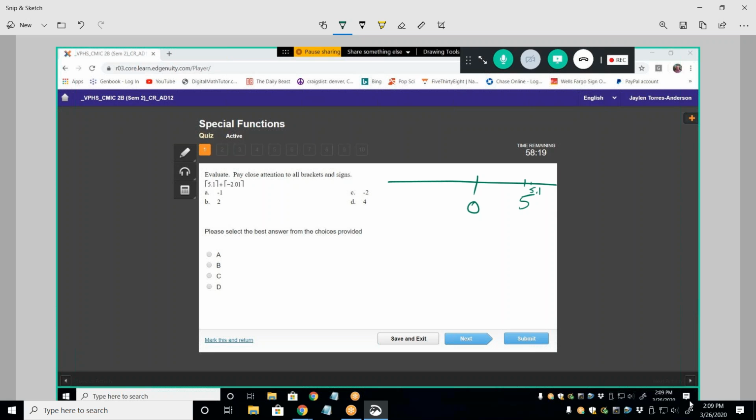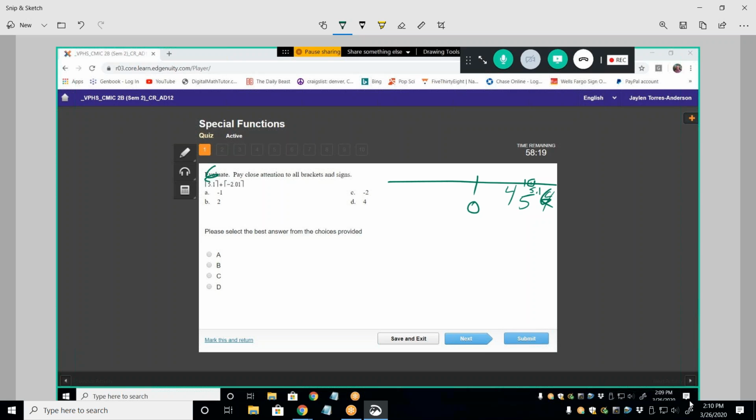Now, starting at 5.1, which way do you go? Okay, what's the first integer you come across? Really? 4 is over here? 4 is between 0 and 5. So what's the first integer when you go to the right? 6, exactly.